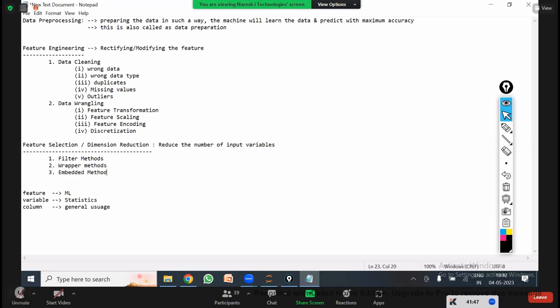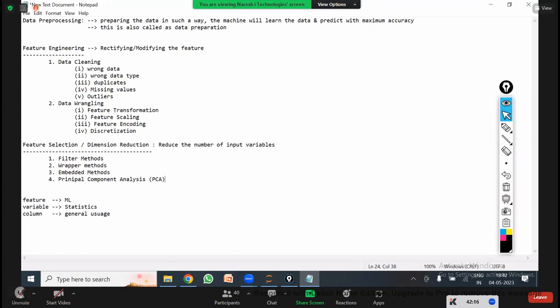Different methods are there to identify whether a feature is important or not important. And finally, we also have principal component analysis, which is nothing but PCA. These are the 4 options we have.